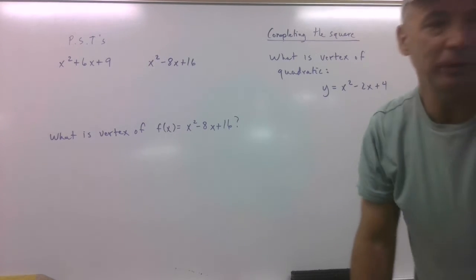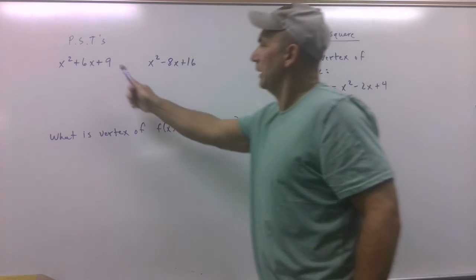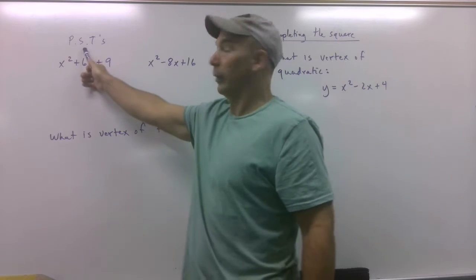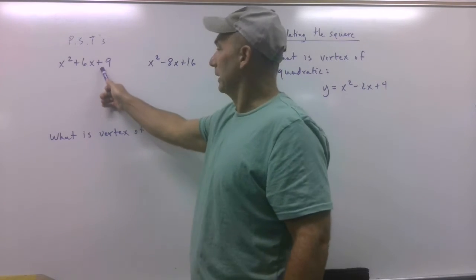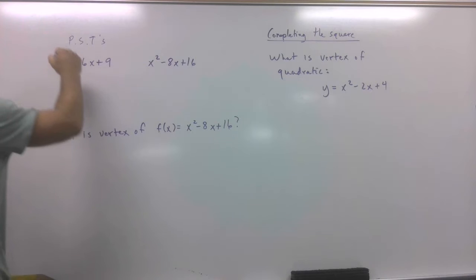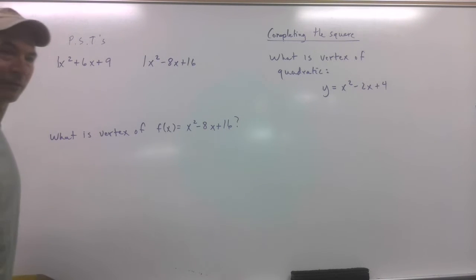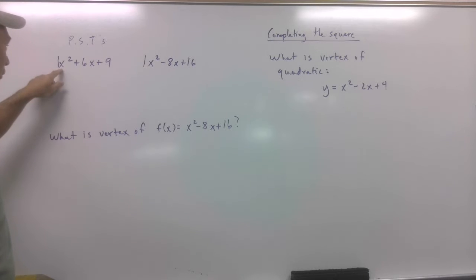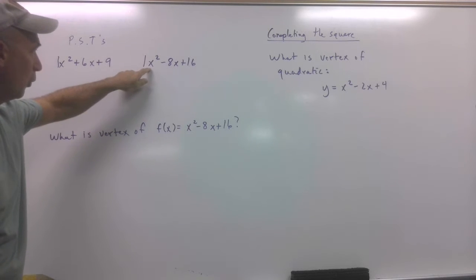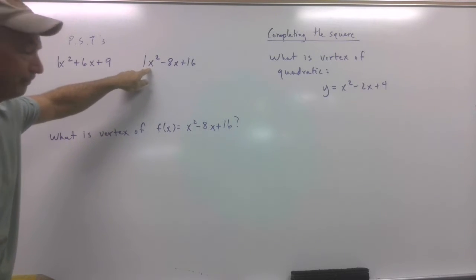Okay, building on what we just talked about. Here's a couple of examples of perfect square trinomials. If you look at this, I want you to notice this is a 1. This is a 1. That's going to be very significant. So the coefficient of your squared term has to be a 1. Keep that in mind, okay?